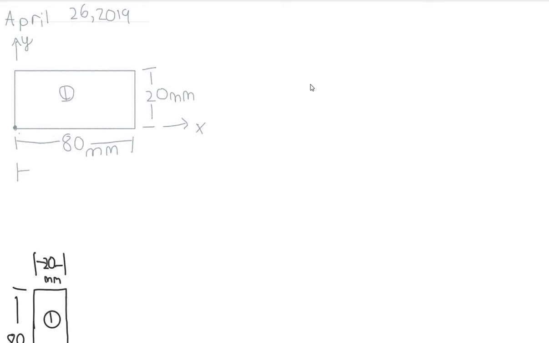For the x direction, we'll label the axis of symmetry as x1, and y1 similarly for the y direction. In order to find where x1 and y1 lie, you take where the axis of symmetry lies, and we will start from the origin point. So x1 is equal to 40 millimeters, since that is half of 80. y1 is equal to 10 millimeters.